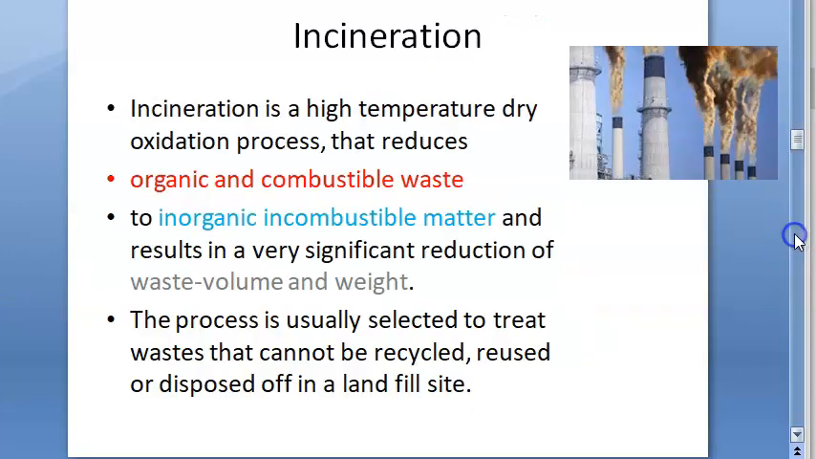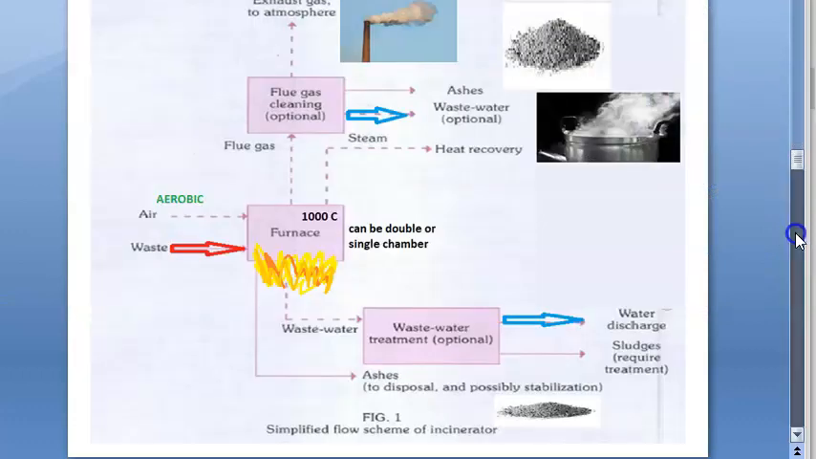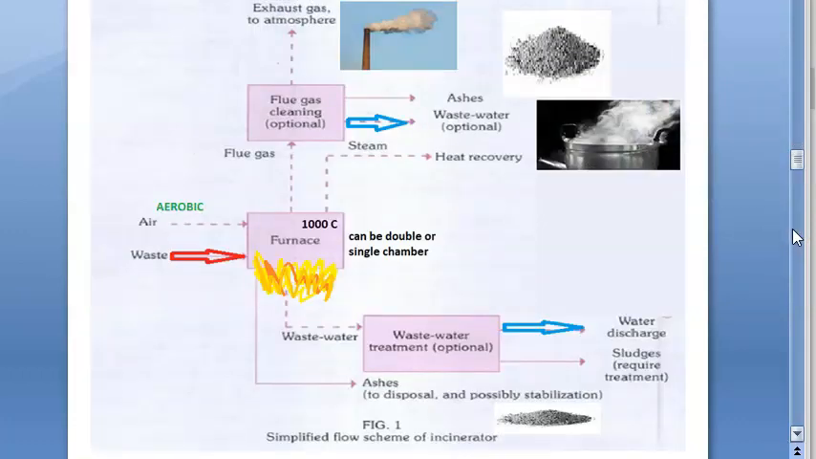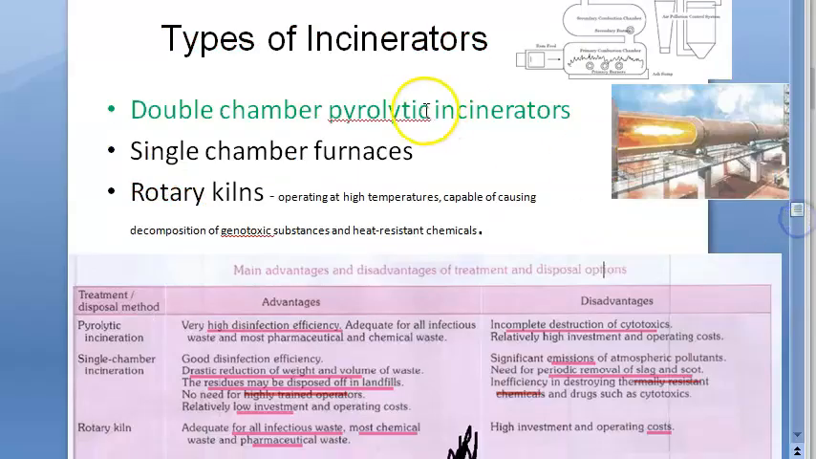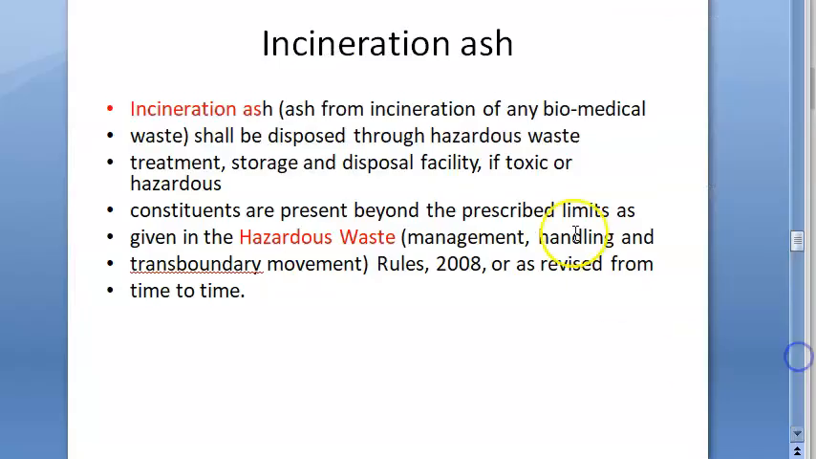Let's take a recap. Incineration: high temperature, burn, and you'll get some flue gas here, you'll get ash here. The type of waste you will put is anatomical waste, etc. The yellow bin, remember? And it should be combustible matter, should be above 60%. And then types of incinerators: you have double chamber, single chamber, rotary kilns. And you have the ash which should go into hazardous waste.